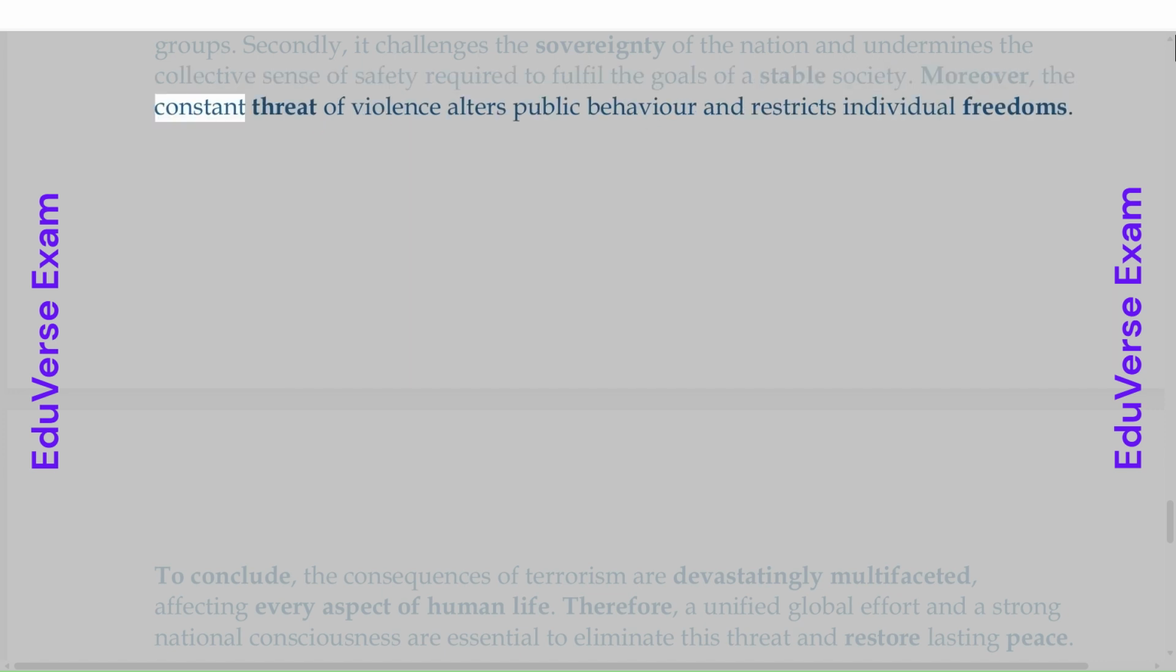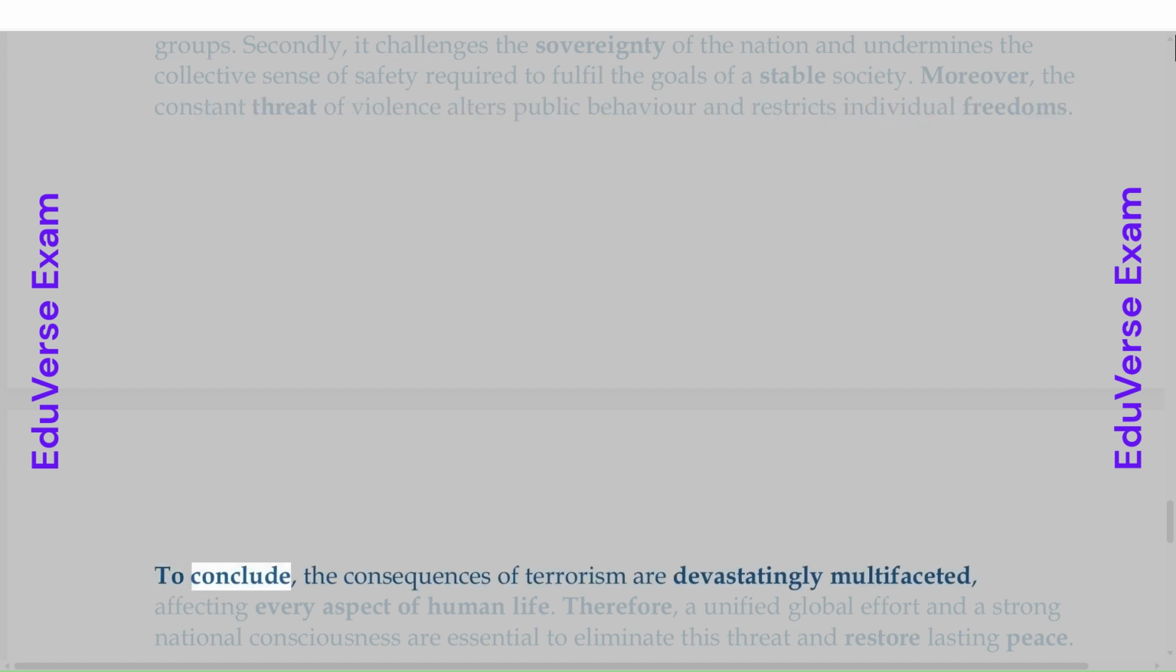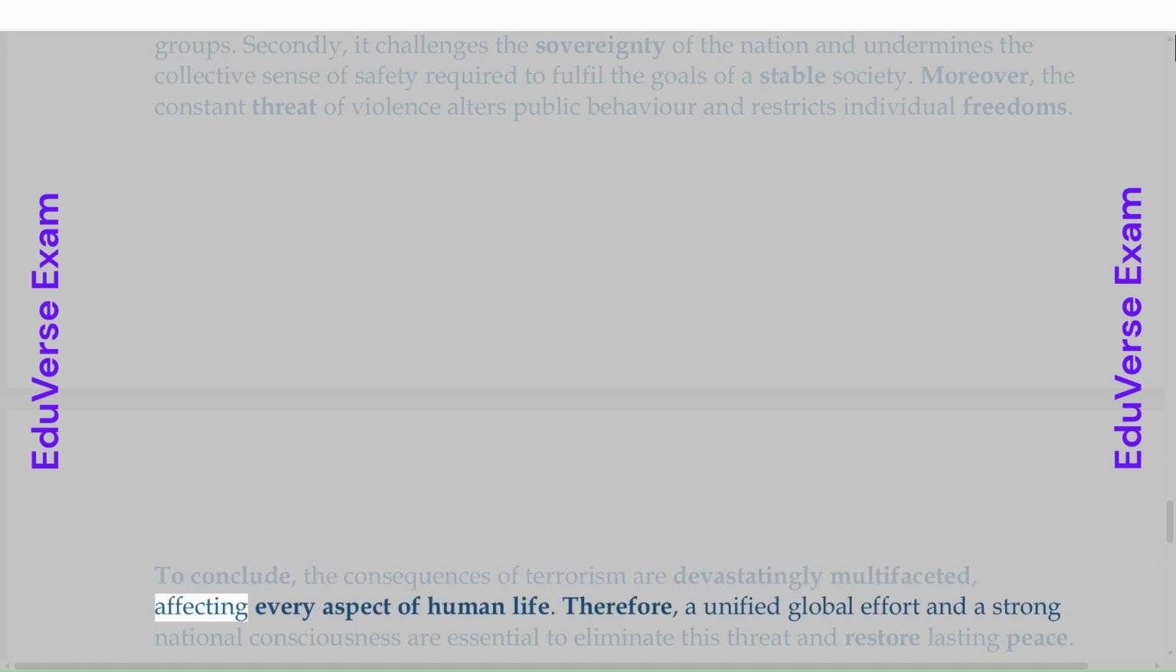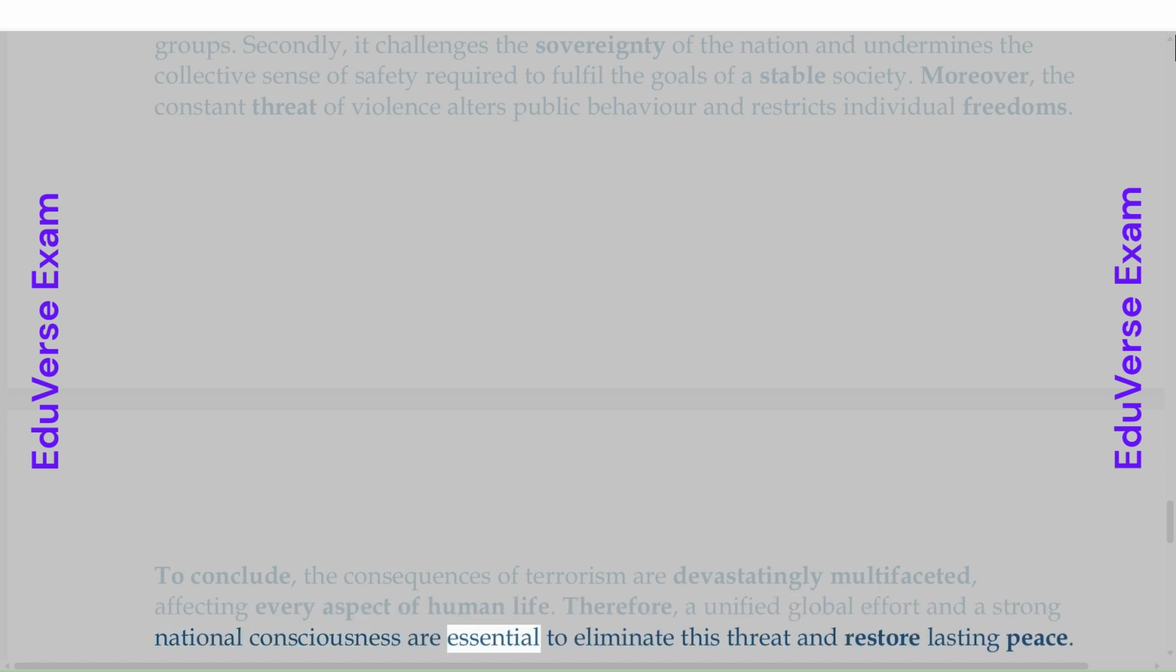Moreover, the constant threat of violence alters public behavior and restricts individual freedoms. To conclude, the consequences of terrorism are devastatingly multifaceted, affecting every aspect of human life. Therefore, a unified global effort and a strong national consciousness are essential to eliminate this threat and restore lasting peace.